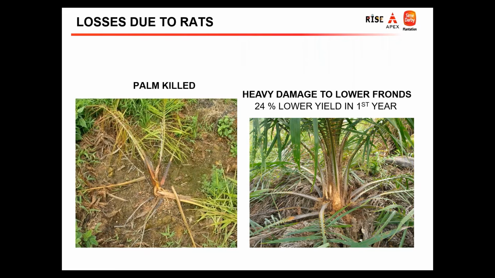Besides the losses you saw just now from the mesocarp, the rat also kills your palm. Losses due to rat. This slide here shows a palm being killed. In first year planting, the lower frond is being chewed up. The losses amount to 34% of yield. Next.